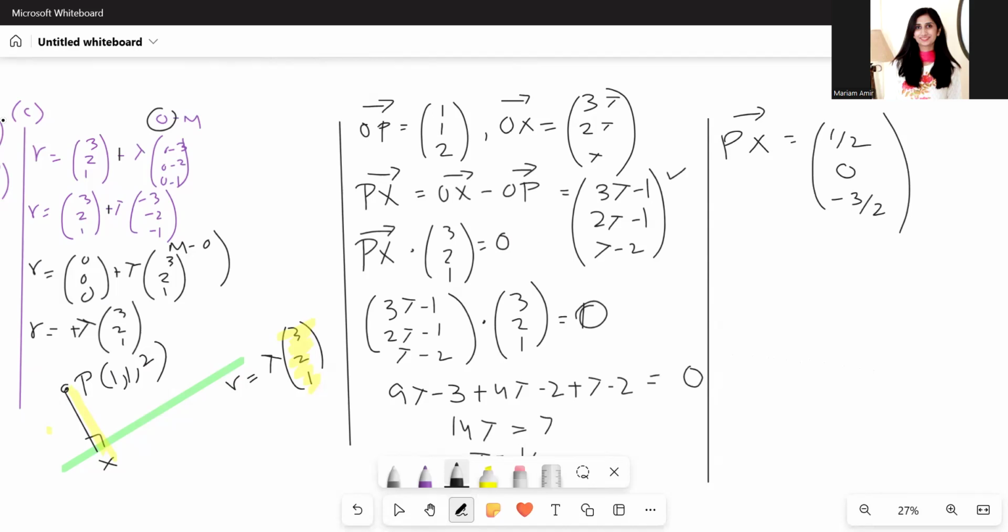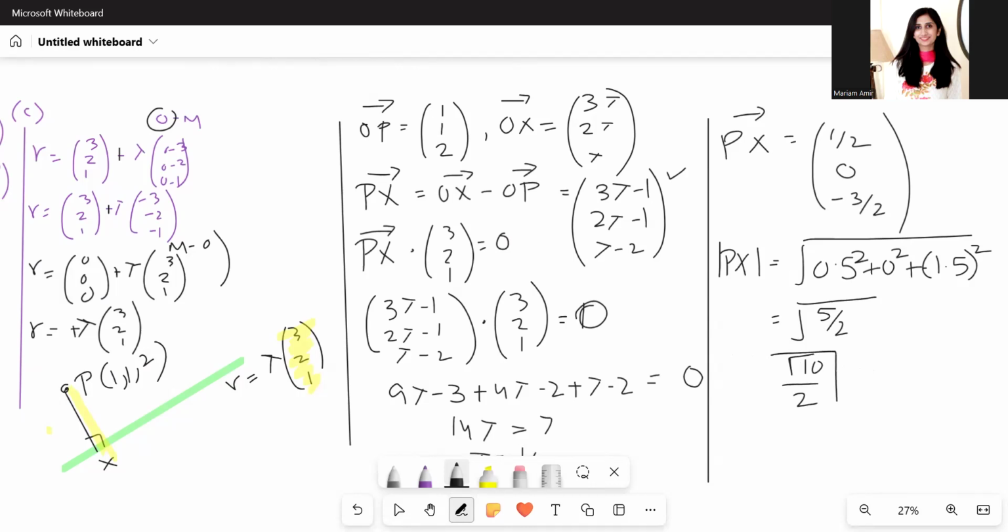And we need the exact length of this. So length is the magnitude, which is the square root of 0.5 squared plus 0 squared plus whatever this is, 1.5 or negative 1.5 squared. The sign does not make any difference. Okay, enter all of this in the calculator. What do we get? 0.5 squared plus 1.5 squared is 5 over 2. So square root of 5 over 2, and that simplifies to root 10 over 2, which is the final answer.